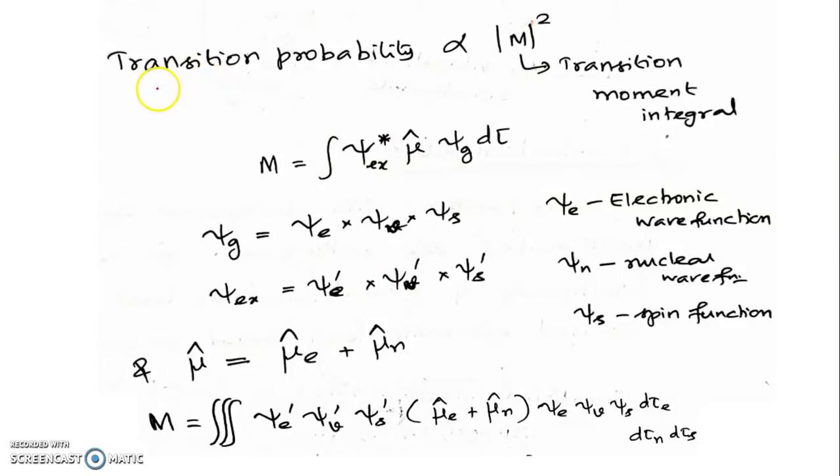Now, you know very well, for any transition to occur, the transition probability should have some value. It should not be 0. We know very well that transition probability is directly proportional to the square of the transition moment integral. So if the transition moment integral is 0, the transition probability becomes 0. What is the transition moment integral? The transition moment integral is the excited state wave function, the dipole operator and the ground state wave function.